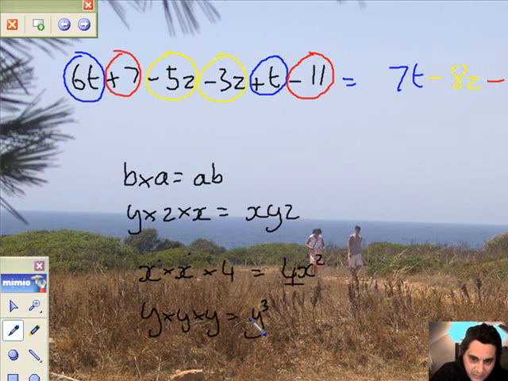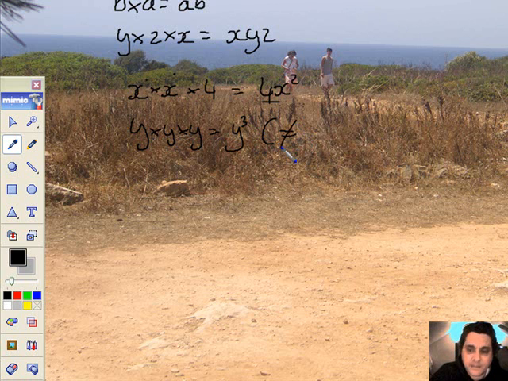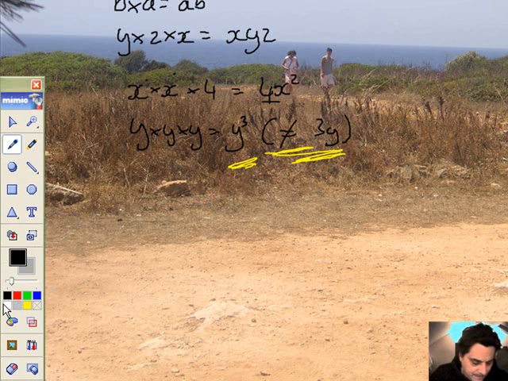I've got a y times a y times a y. Well, that's y to the power of 3. Please note it's not the same thing as 3y. Little note to self and to you, they're not the same. 3y would be y plus y plus y. I've not been given that.